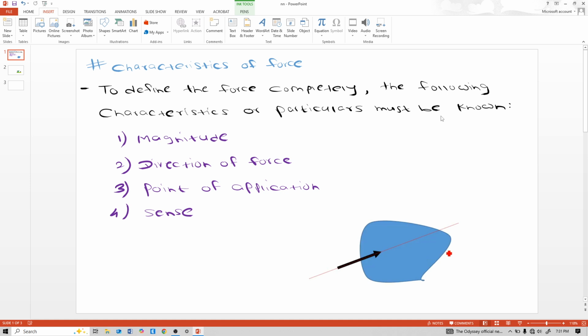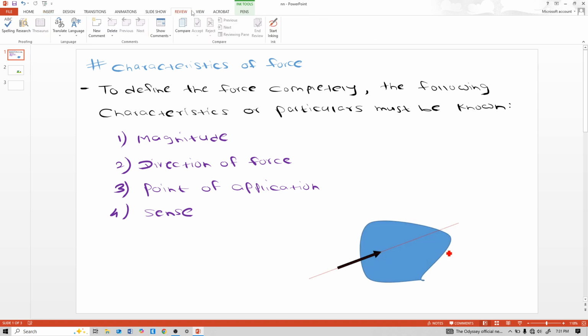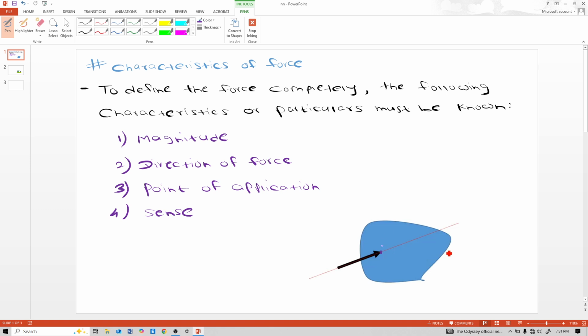So, magnitude. What is the definition of magnitude? The magnitude of force is obtained by comparing it with some standard unit, that means Newton. See this random body, and on this body a force is acting at a point, consider this point as O, and let us assume that this acting force is 9 kilonewton. So this magnitude is nothing but this 9 kilonewton.